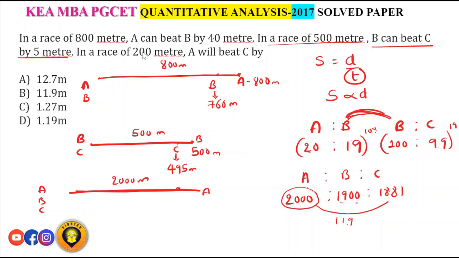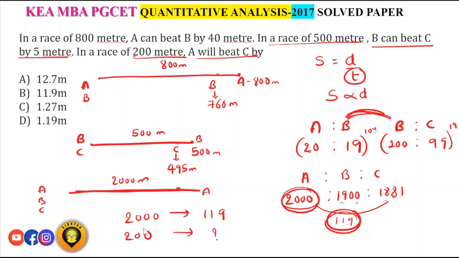Now, in a race of 200 meter, A will beat C by how much? See, in 2000 meter race, you know that A beats C by how much? 119 meters. In 2000 meter race, A beats C by 119 meters. Therefore, in 200 meter race, A will beat C by how much? So therefore 200 is 10 times less. Now this value, that is x value, is equals to what? 119 divided by 10, which is 11.9 meter. 11.9 meter is the answer.